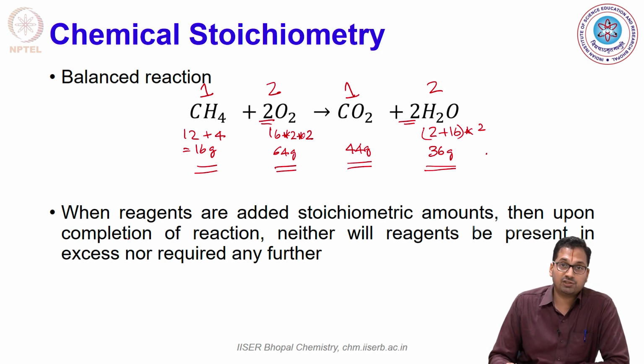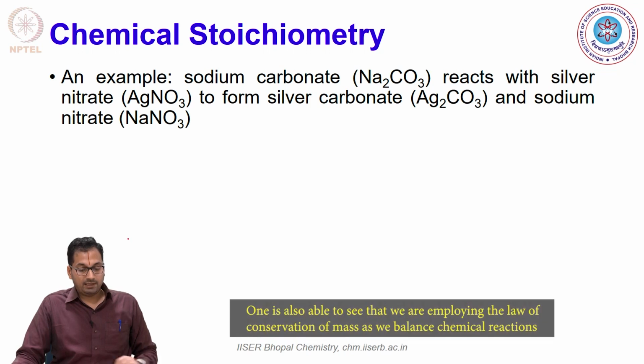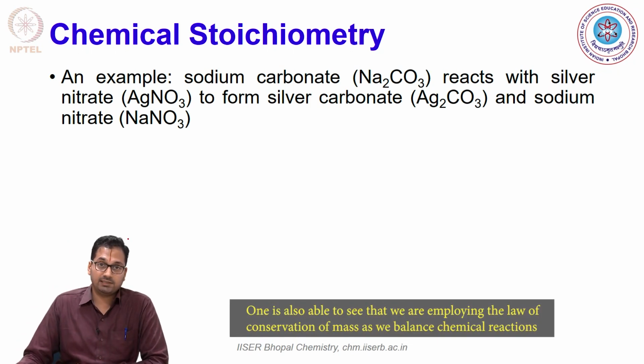The important thing one has to understand is that when the reagents are added in stoichiometric amounts, then upon completion of the reaction, neither will the reagents be present in excess nor be required any further. This just indicates that all of the reagents will be used and there will be none that will be required any further, because all the other reagents would have been completed. Let's try to take an example to understand this a little further.